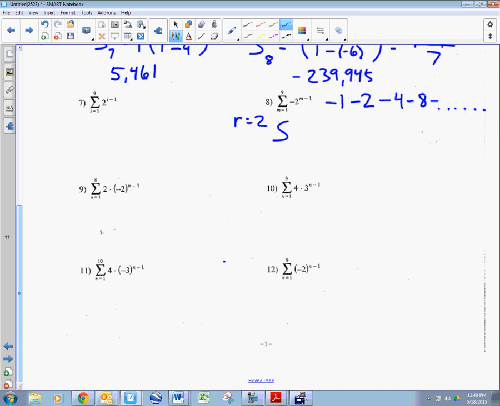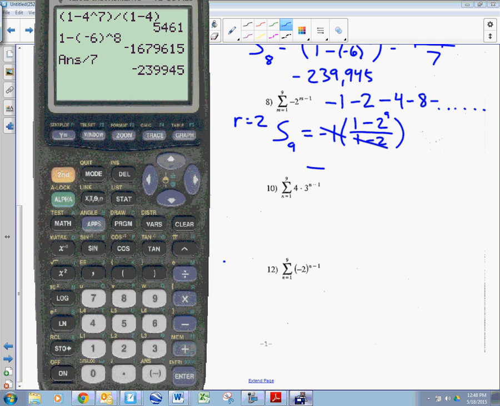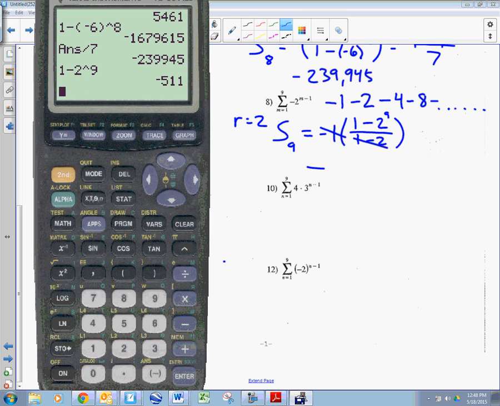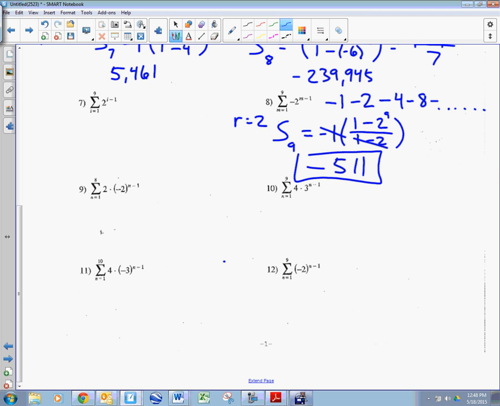So the sum of how many terms? 9 terms is equal to the first term, negative 1, times 1 minus r, or 2 to the 9th, over 1 minus 2. What's 1 minus 2? Negative 1, so the negative 1s are going to cancel, aren't they? So you just got 1 minus 2 to the 9th. Anybody? Okay, negative 511. All right, and we'll do 11 together.